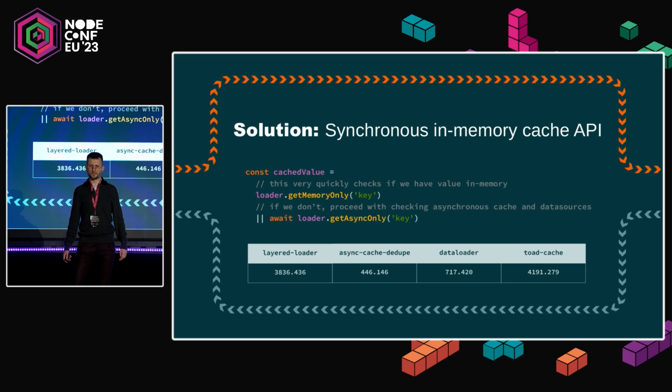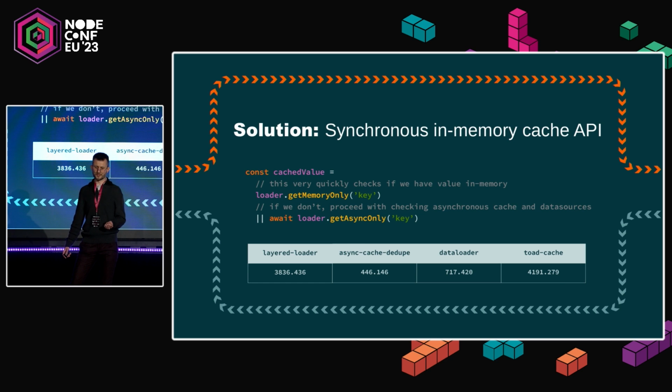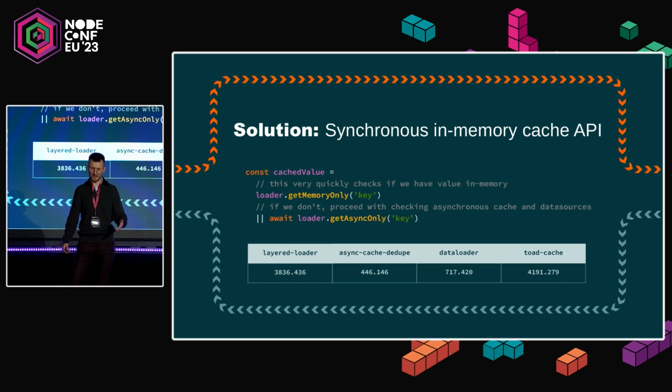So what we have implemented in layered loader is optional synchronous API for in-memory. We're treating the in-memory cache not as an afterthought or just alternate implementation of the same thing. We conceptually recognize that it's different and should be handled differently. So you can see the code example here that there are 2 different entry points to your cache. You can explicitly say, oh, hey, layered loader, give me the value that you have in memory cache if you do, and do this synchronously. So this is the first part of the resolution.